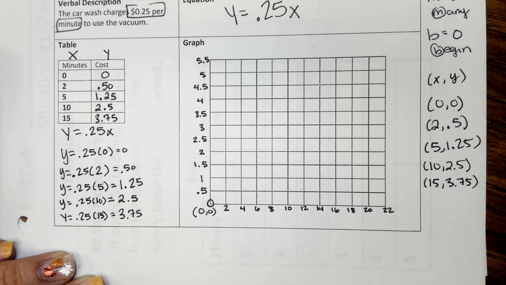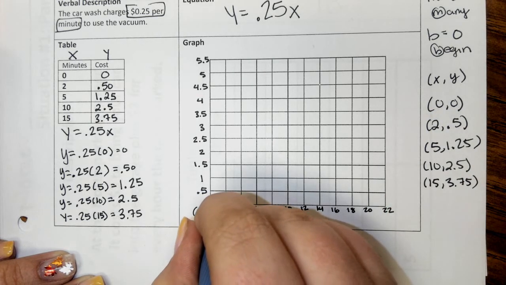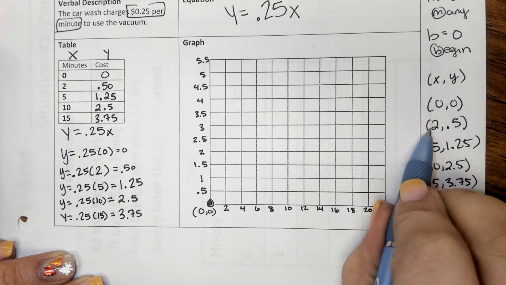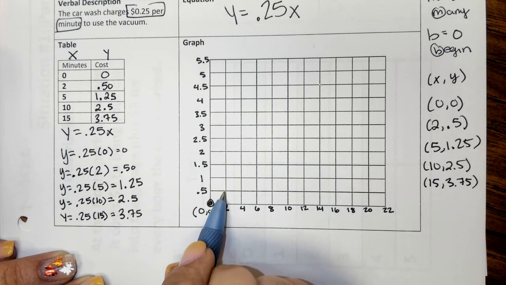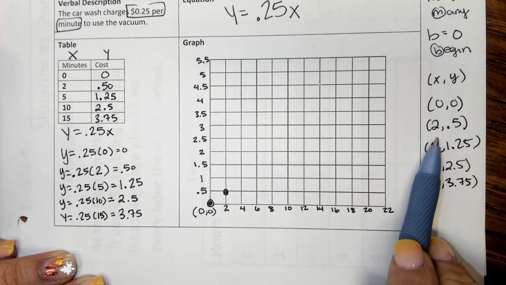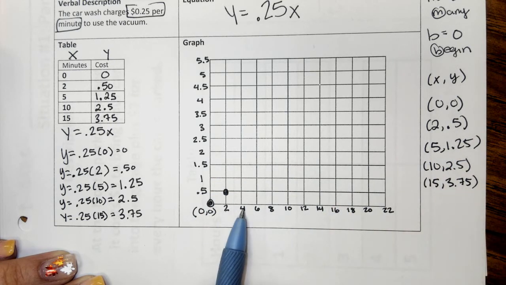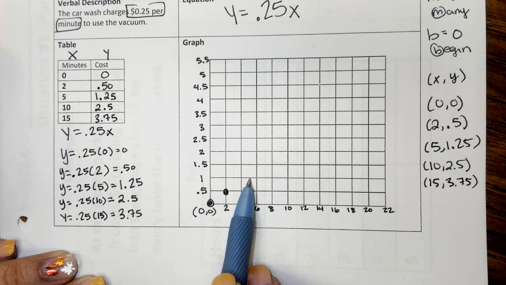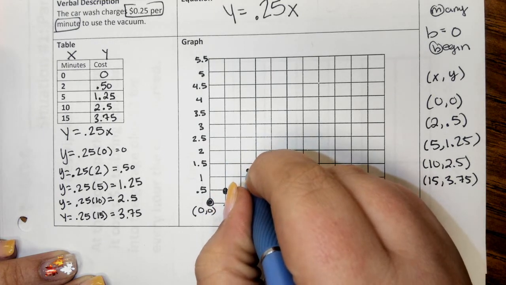Now I'm ready to plot my points. 0, 0 is the origin, so I'll put a point at the origin. 2, half. So here's the line for 2, and there's half. Now I've got 5 and 1.25. 5 is between 4 and 6, and 1.25 is between 1 and 1.5. So about right there.